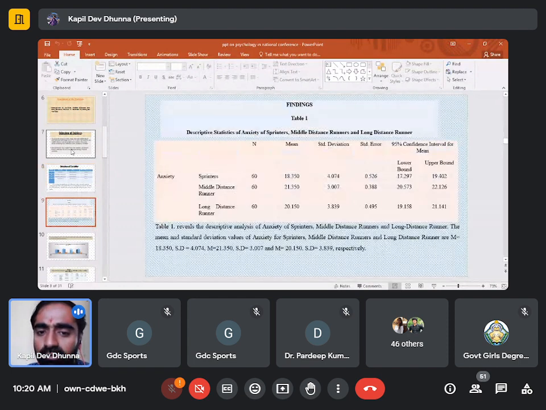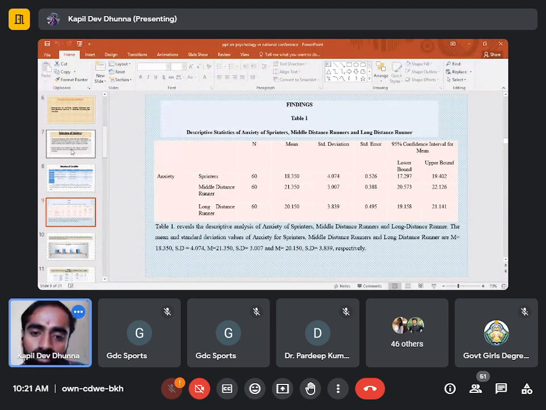So this is the descriptive statistics of anxiety for all three categories. You can see the mean and standard deviation value of sprinter, middle distance, and long distance runner. The mean of sprinter is 18.350, middle distance runner is 21.350, and long distance runner is 20.150, and the standard deviation is 4.074, 3.007, 3.839 for sprinter, middle distance, and long distance runner respectively.